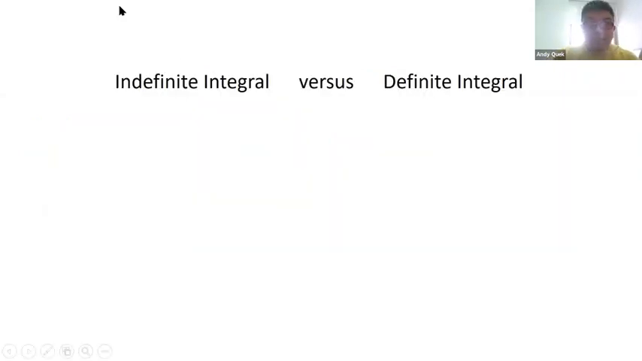So I'm in a sense doing a little bit of introduction here to prepare us for the questions that we're going to be looking at. So let's talk about the difference between indefinite and definite integral. We'll give two examples. To do that, let's start off by looking at differentiation first.